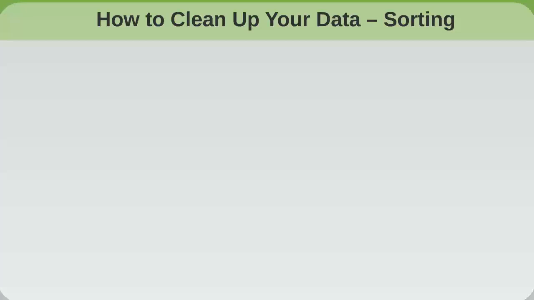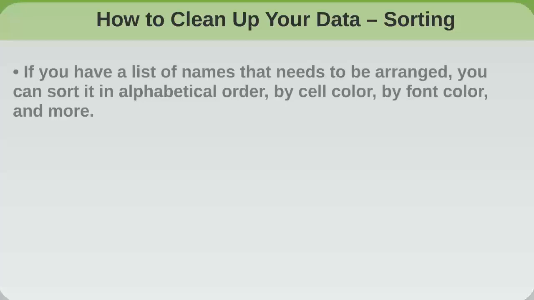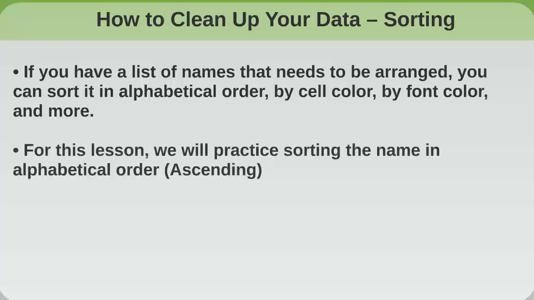So I don't want you to get discouraged in the beginning and think, oh, this looks too basic. The reason why we're starting out with basics is because we want to make sure that before we jump into the more complex stuff, you feel a little more confident as to what you are doing. So we're going to start with the basics, which is sorting. If you have a list of names that needs to be arranged, you can sort it in alphabetical order, by cell color, by font color, and even more. This really helps you organize your data. So that's why we're starting at this point.